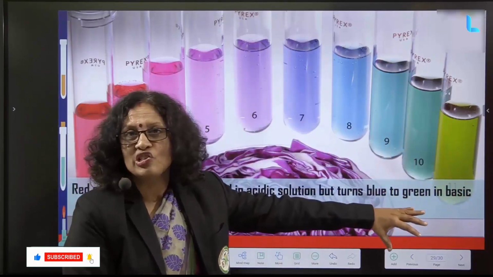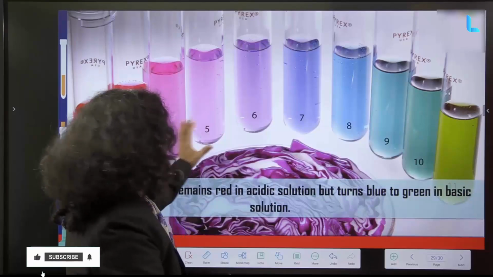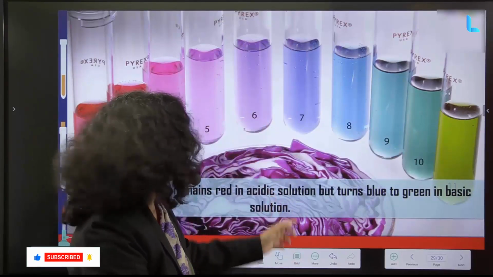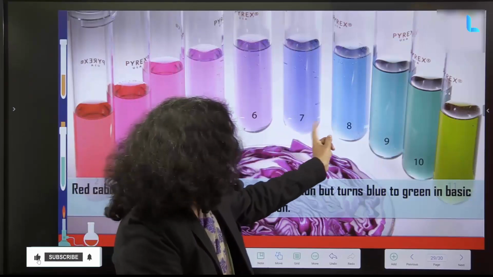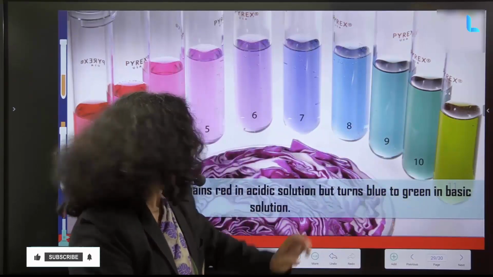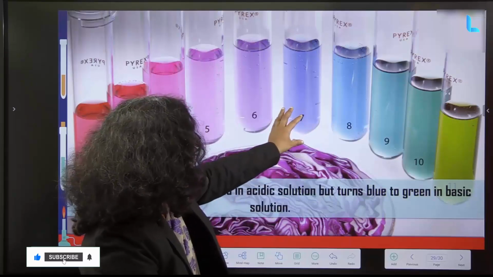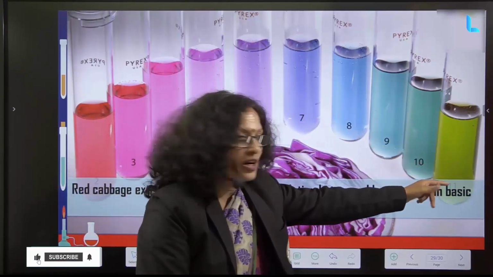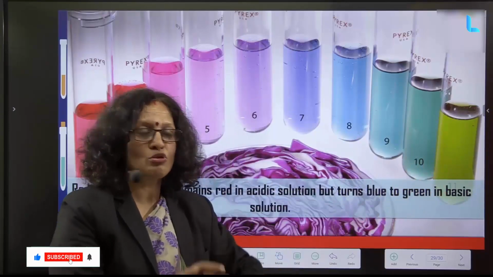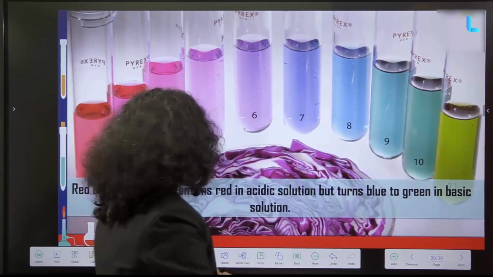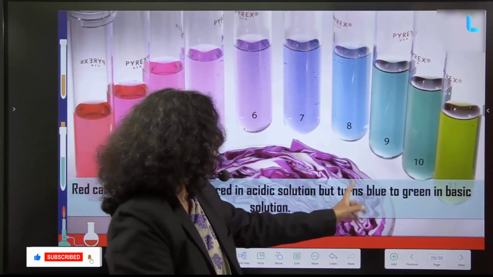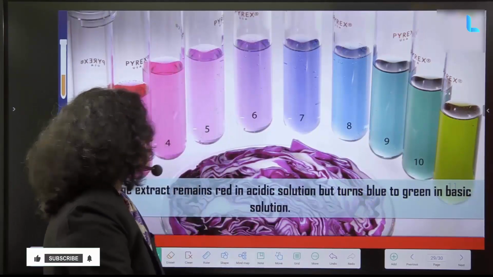It is a pH change. Strong acidic is 1 to 6, 7 is neutral, and 8 to 14 is basic. You can see the color change from purple to blue, then another blue, further blue, and then it turns yellow. For the very strongly basic, a different color will show. Here you can see the red cabbage extract remains red in acidic solution and turns blue to green in basic solution.